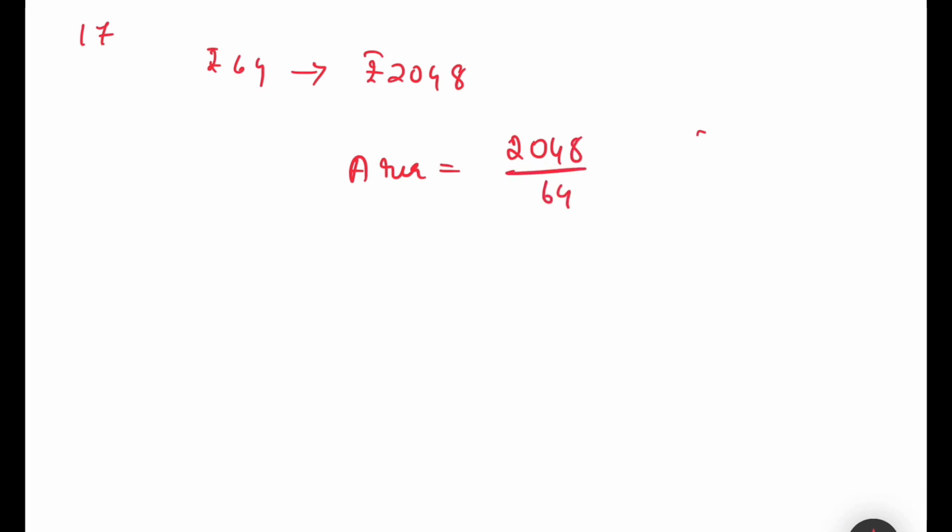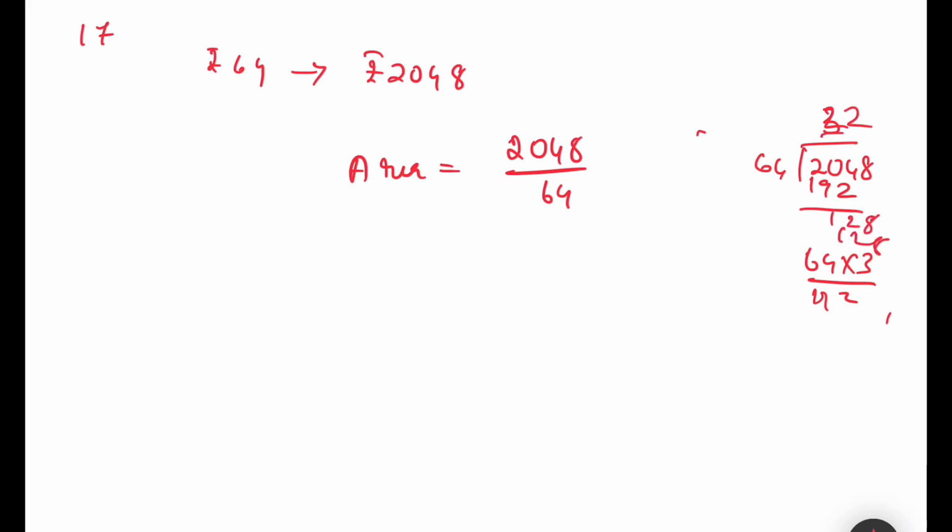Let's do question number 17. The cost of flooring a rectangular hall at rupees 64 per square meter is rupees 2,048. So what will be the area? Area will be equal to 2,048 divided by 64. Let's do that. 3 times 64 is 192, and subtracting, we get 128. 2 times 64 is 128. So we get the area is equal to 32 meters square.